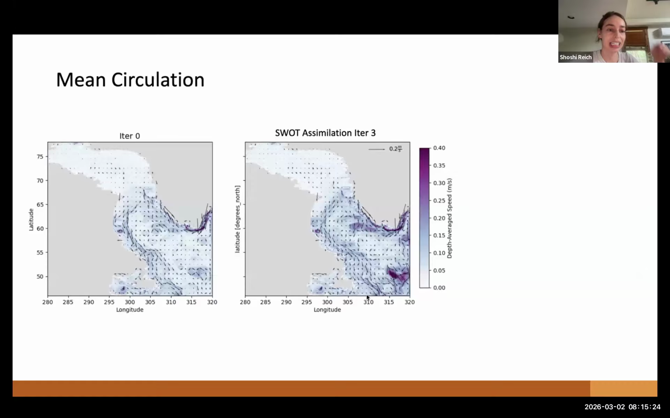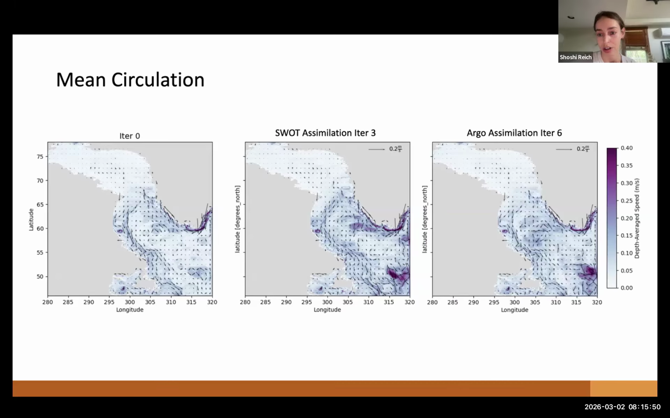So if I look at the depth averaged mean circulation of my unoptimized run, that's what we're seeing on the left, compared to 3 iterations with SWOT data, I see these large changes in circulation at depth, which is exciting to see that SWOT is giving that. But when I compare this to an assimilation I did very similar to this, but with Argo floats, I get similar results.